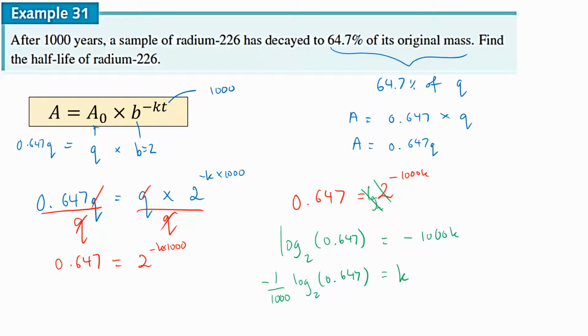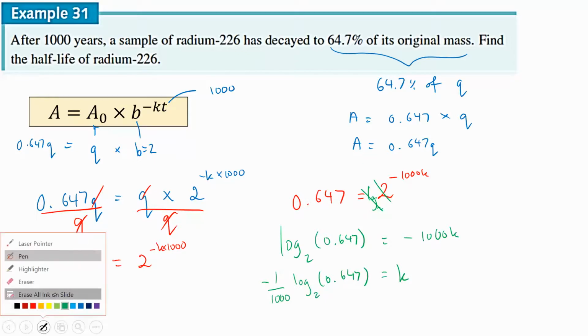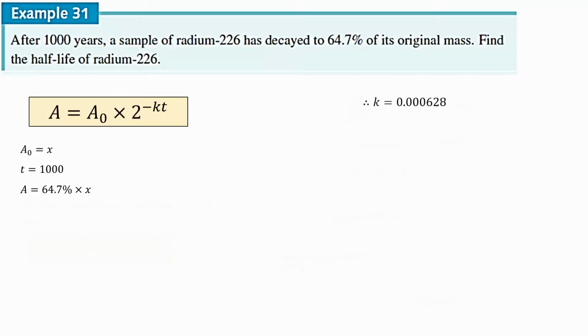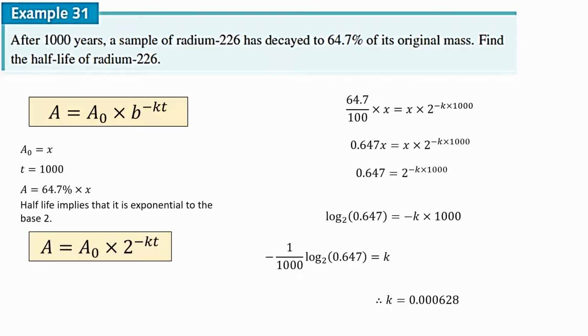Okay? Now, on our calc, hopefully, understanding up to this step, I'm just going to show you all the steps here. We get up to this step, K equals negative 1 over 1,000 times log base 2 of 0.647. If you do that in your calculator, you should get 0.0000628. Okay, now I've got K, but I still haven't solved for the question. Oh, sorry, I'll go back. So after getting K, I still haven't got half-life.